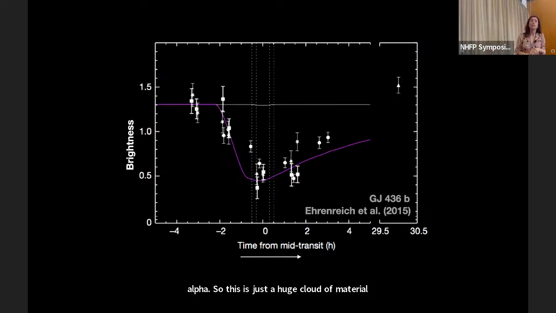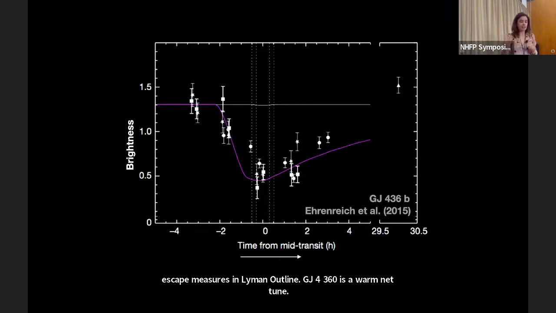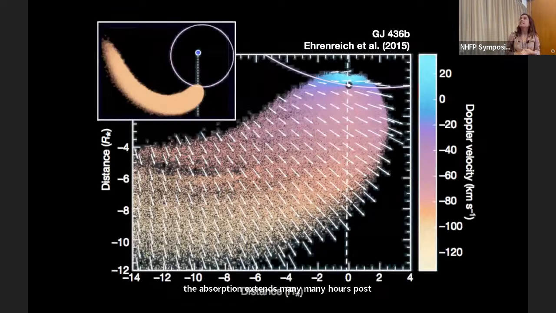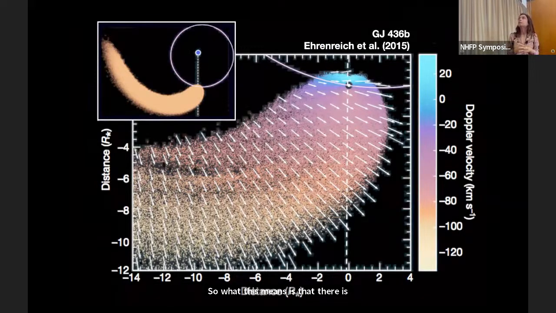Another very famous Lyman alpha observation came quite a few years later. This was the most dramatic example of atmospheric escape measured in the Lyman alpha line, GJ 436b, a warm Neptune. You can see that the dip in the light curve starts a couple of hours before the fiducial transit. So that's when we expect the planet to transit, those vertical dotted lines here. And the absorption extends many, many hours post-transit as well. So what this means is that there is an absolutely massive cloud of material that's forming this cometary-like tail surrounding the planet. And that's why the absorption extends so many hours after the transit, because there's a lot of material trailing behind.